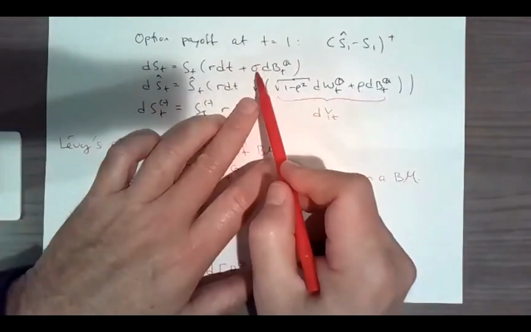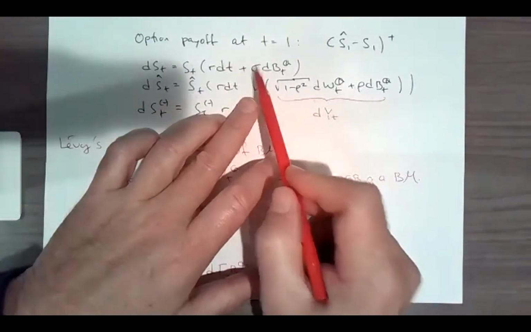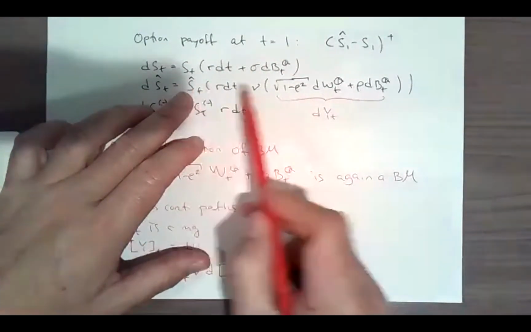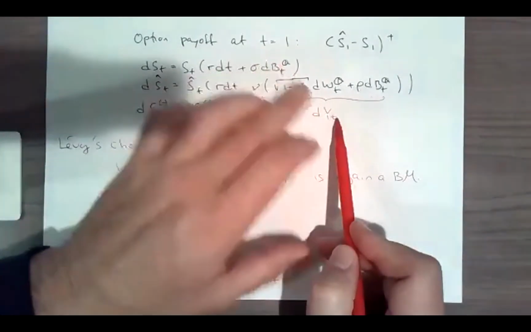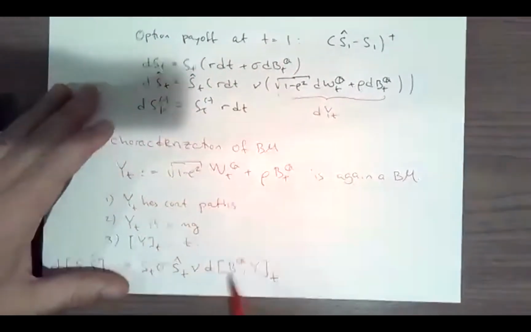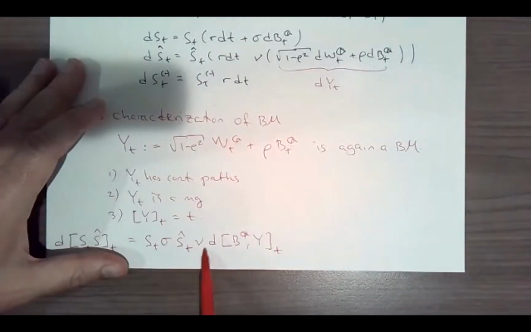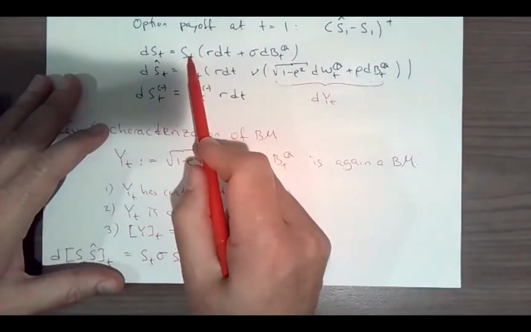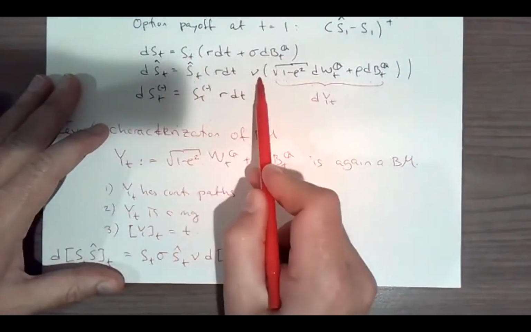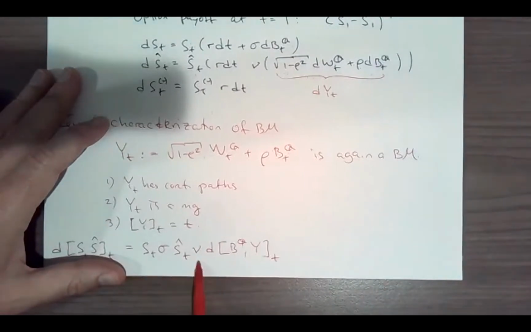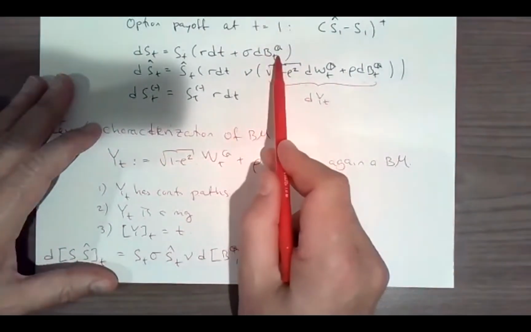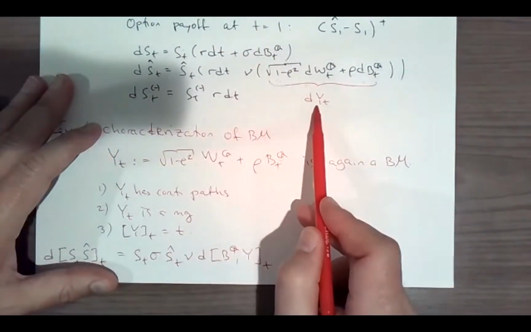So we have S times sigma, that's got to get multiplied onto S times nu and then Y. And so that's the cross variation you get here, right? And then the integrands are going to get multiplied together. So you have S sigma, S hat nu. This is what's going to come in front, and then the cross variation between that Brownian motion and this Brownian motion.